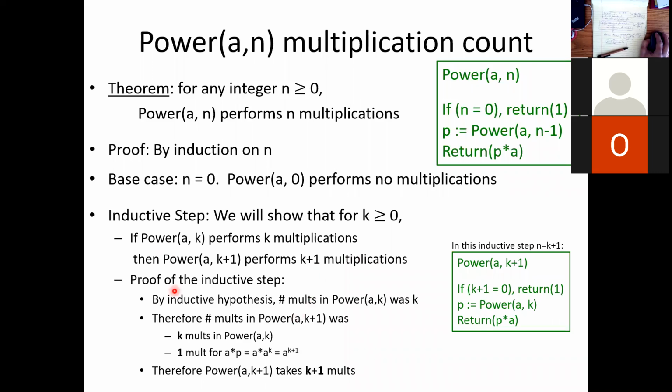But look, how many multiplications am I doing in the recursive case? I'm doing 1 here, and however many are done servicing this call. But by the inductive hypothesis, servicing this call costs you k multiplications. Therefore, the total number of multiplications you're doing is k by inductive hypothesis, and one more. So obviously it's k plus 1. End of proof.